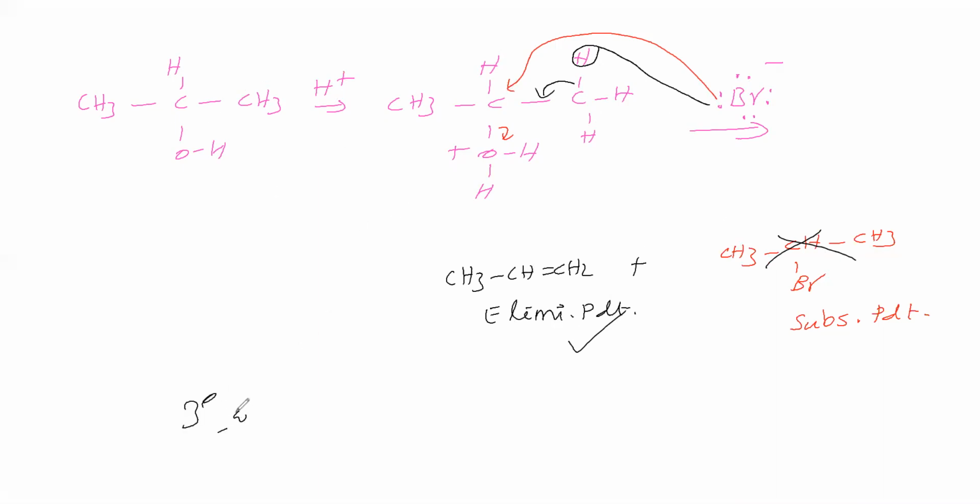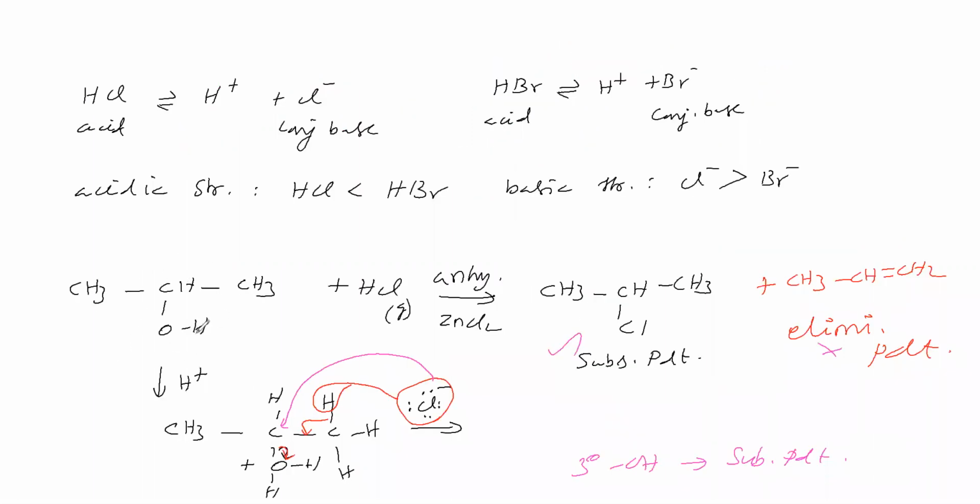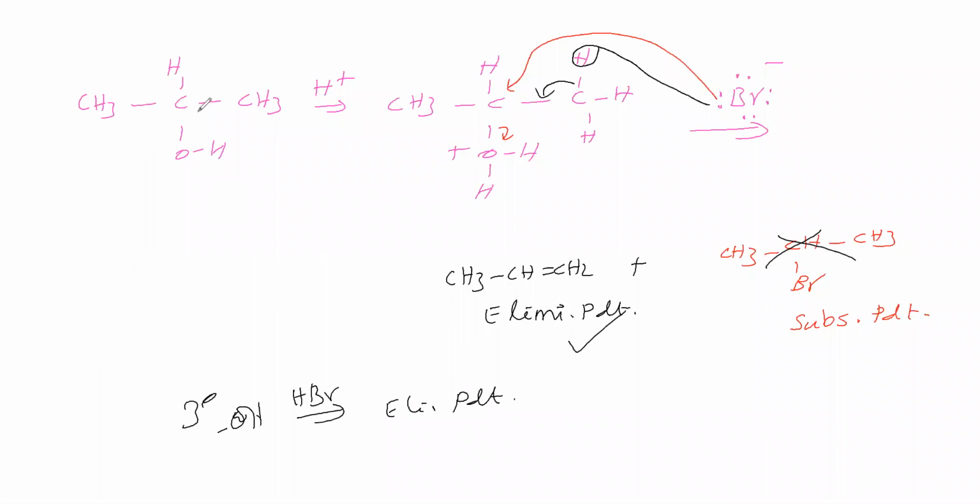If we take tertiary alcohol with HBr, in the sense, we are getting elimination product. So now, secondary alcohol with HCl, if we take, substitution product. Secondary alcohol with HBr, if we take, elimination product.